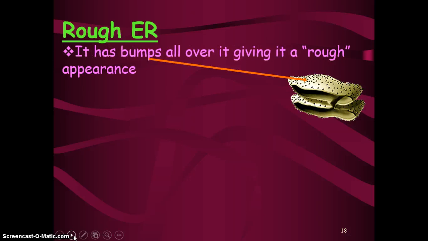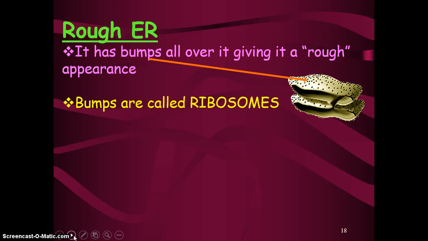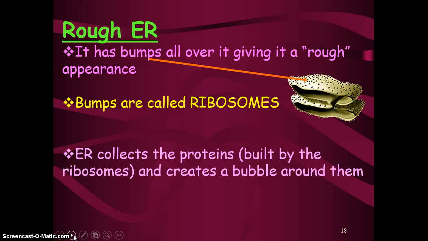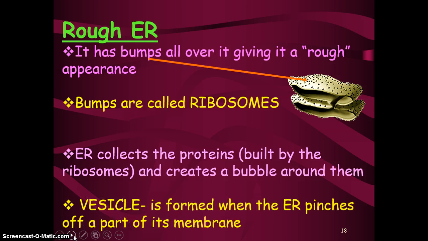And like I said a minute ago, the rough ER has bumps all over it. That rough appearance is due to the presence of ribosomes. And the ribosome is the site of protein making, or protein synthesis. It says the ER collects the proteins built by the ribosomes and creates a bubble around them. This vesicle is formed when the ER pinches off a part of its membrane.